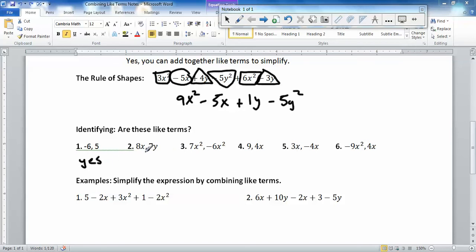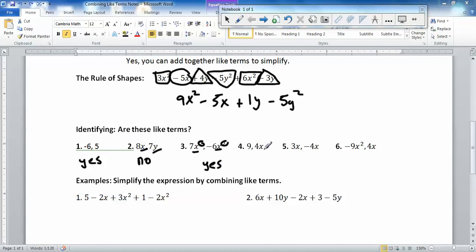Okay, if I've got 8x and 7y, the numbers are fine, but the variables are different, so these are not like terms. So no, because this is x and this is y. Okay, 7x squared and then negative 6x squared, despite them being positive and negative, they both still have the same variable, x to the same power 2, so yes, they are like terms.